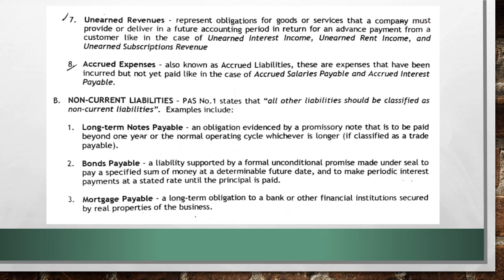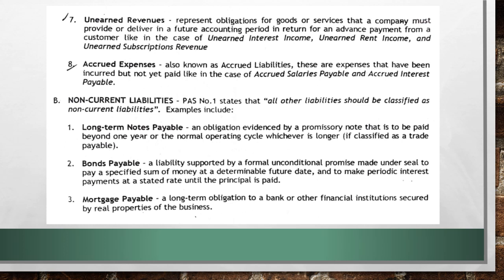Other examples of current liabilities are unearned revenues and accrued expenses. Unearned revenues are obligations for goods or services that a company must provide or deliver in future accounting period in return for an advance payment. So, meaning they have already collected cash but no service at all. So, they are termed as unearned revenues. In case, meron tayong unearned interest income, unearned rent income, and unearned subscription revenue.